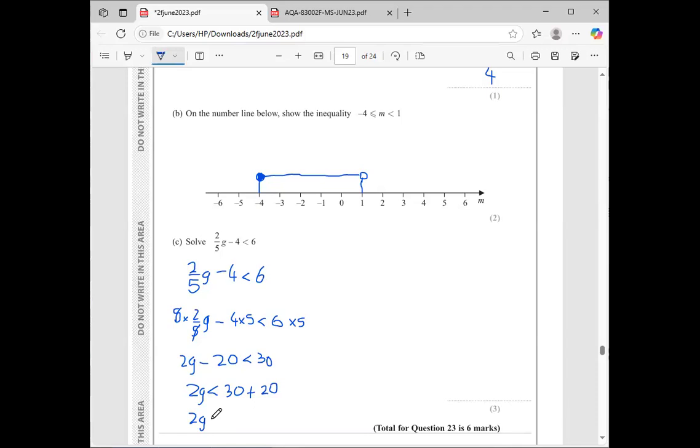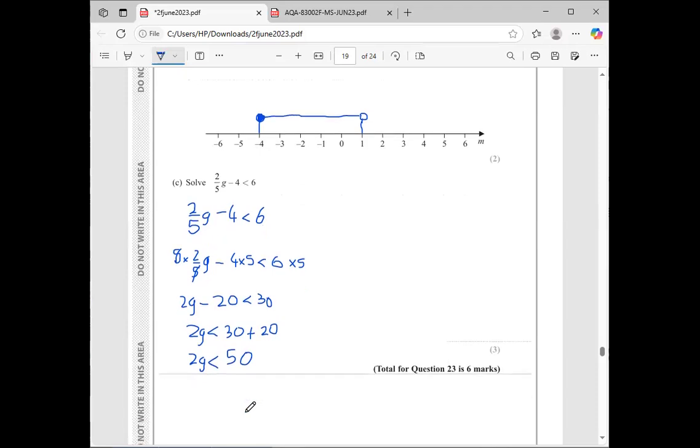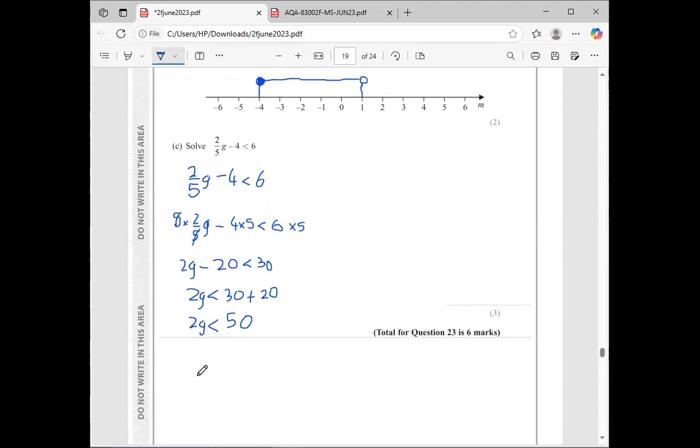So back to the question. 2G will be less than what? 50. Now we're looking for G. What are we going to do to both sides? Divide them by 2. Thank you very much. So we're going to divide both sides by 2. Again, none of the conditions for changing the sign have been met. So 50 divided by 2 is 25.